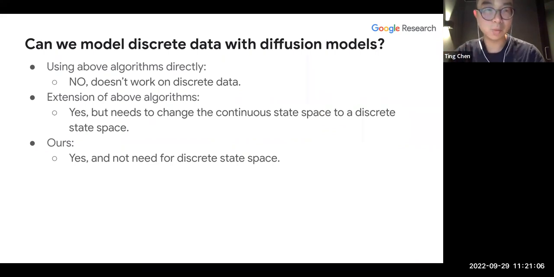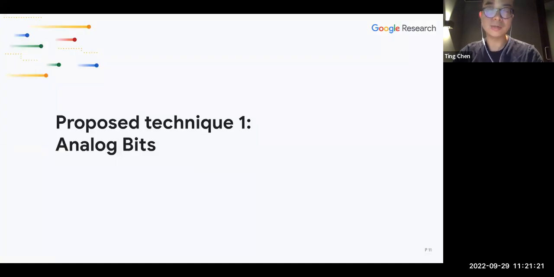So in this work, we also give a yes answer, but we do not need to change the continuous state space to a discrete state space, right? That's the key difference with existing algorithms. Now, the question is, how do we do it? The first technique we propose is the so-called analog bits. It might sound a little confusing because bits are typically logical bits, or digital bits. But why is it analog?